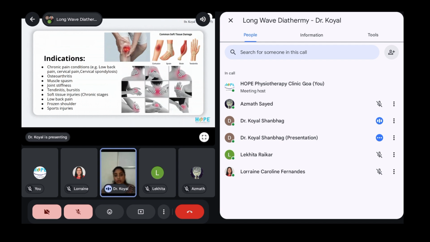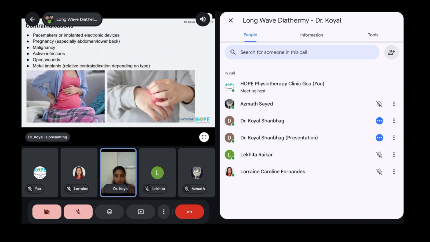These are the indications: low back pain, cervical spondylosis. You can even give it in osteoarthritis, muscle spasms, joint stiffness, tendinitis, any soft tissue injuries and sports injuries, frozen shoulders, etc. Contraindications: the major contraindication is a pacemaker or any implanted electronic devices. It cannot be given in pregnancy, malignancy, active infection, open wounds, and of course metal implants.